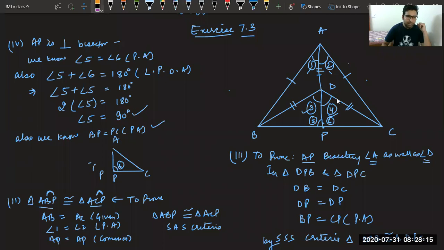I'm again telling you, if you try these questions one day before I try in the class, it will be very easy for you. Sir, how angle 5... Okay, Mishti. Same question asked by Vaishnav also. We have proved 5 equal to 6 in second part itself. You can see, Mishti, I'm showing you again.